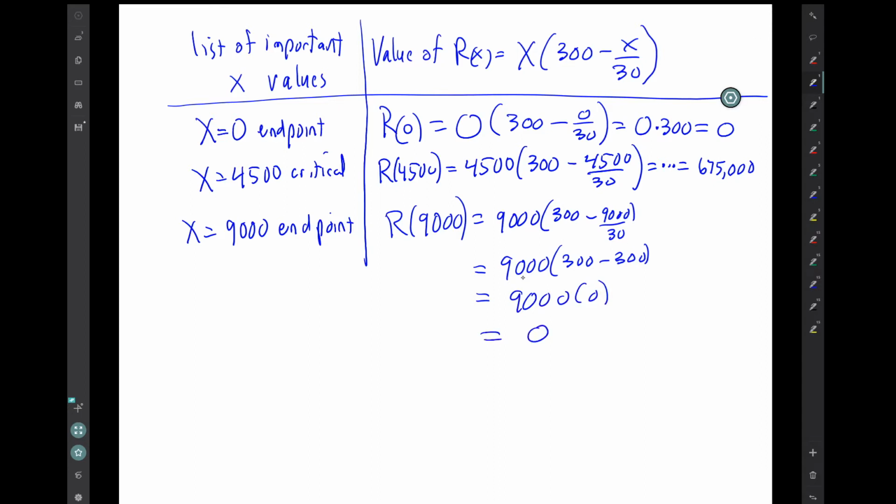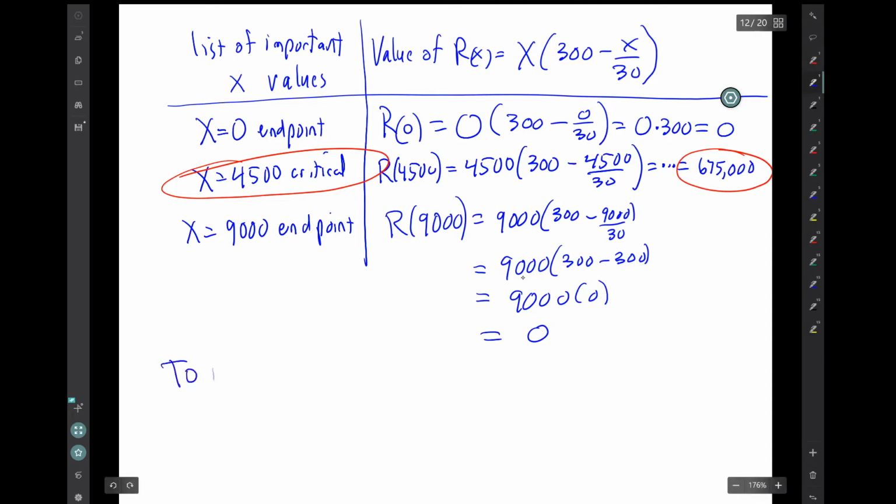So there is our list of corresponding revenue values, and we see right away that the absolute max is this value. It occurs when X equals 4,500. So we see that to maximize the weekly revenue, the company should sell 4,500 cameras per week.